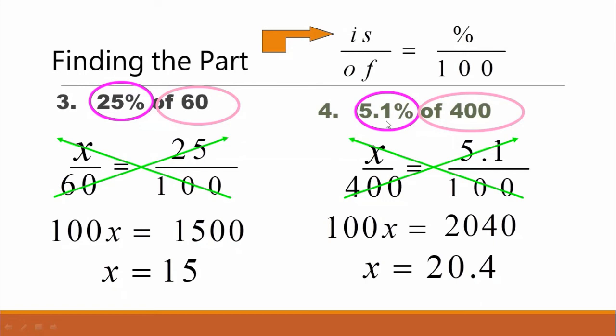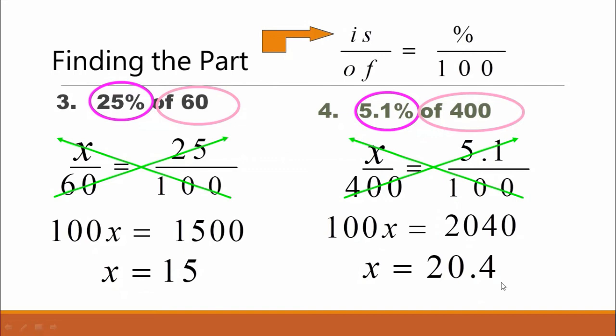Now 5.1% of 400 is what number? Part is missing. Part is unknown in this example. So part divided by whole. The whole is 400. Part is unknown. 5.1% means 5.1 divided by 100. Now using cross multiplication, 100 multiplied by x, 400 multiplied by 5.1, we obtain 2040. Since 100 is connected with the unknown, dividing both sides by 100, we obtain x is equal to 20.4.